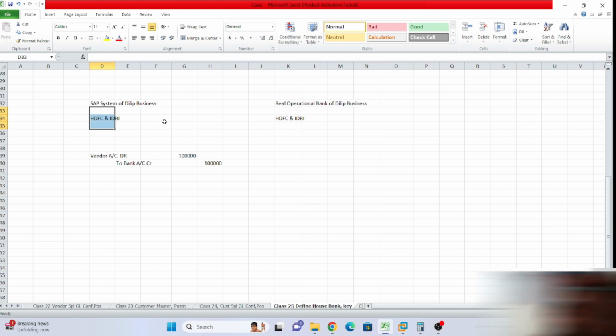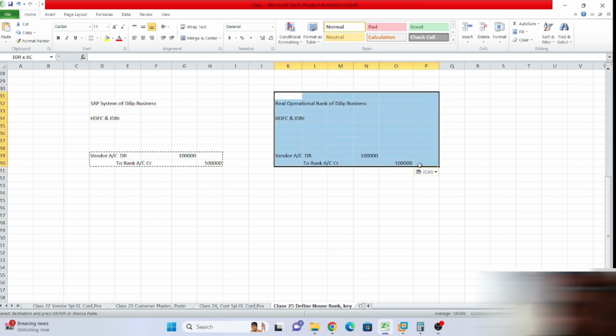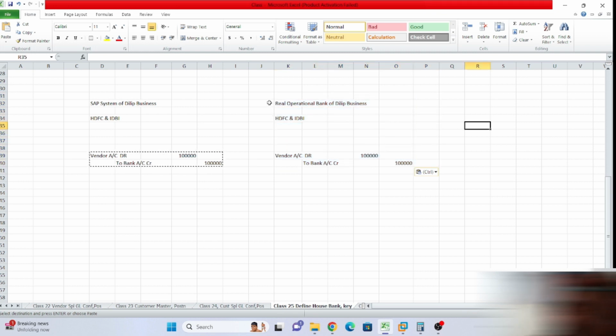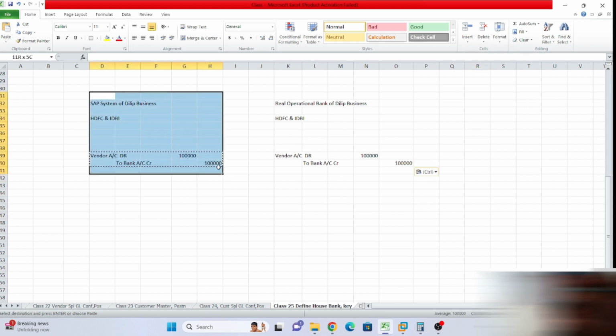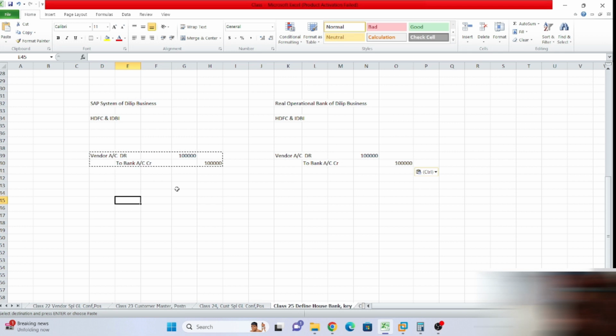So first, let's suppose the vendor will be paid. First, this vendor will be paid in the SAP system. After that, it will be paid from the real operational bank. This is happening at two places: this is for data purposes, and this is in real time, where real payment will be deducted from the real operational bank account. Once a user does this posting in the SAP system, will the payment be deducted from the real operational bank account or not?